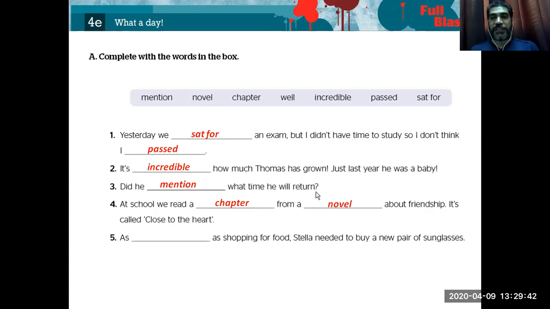Who wants to read? Let's go back to Hamza. Okay, Hamza, the last one. As well as shopping for food, I still needed to buy a new pair of sunglasses. Okay, we commented on it, and I told you it's similar to or the same as in addition to, besides, as well as. Okay, the next one.